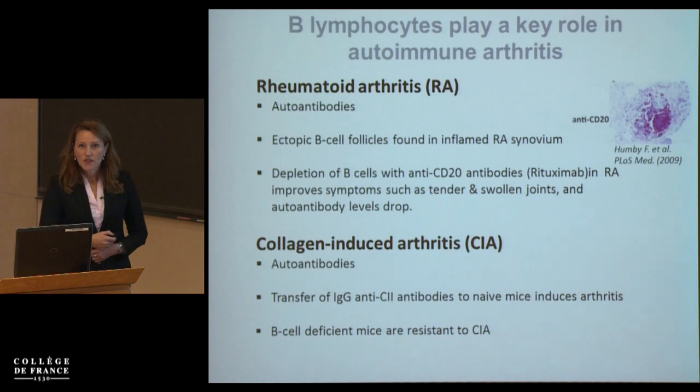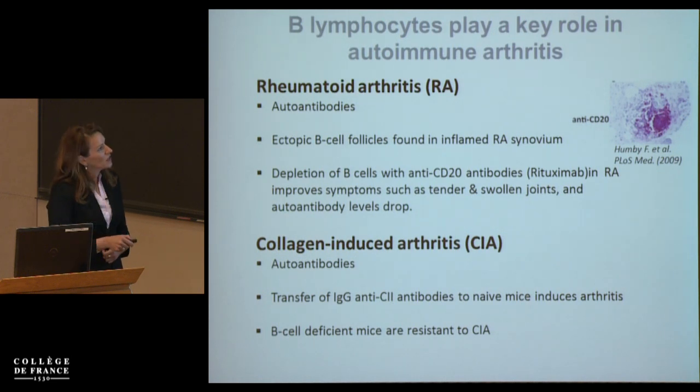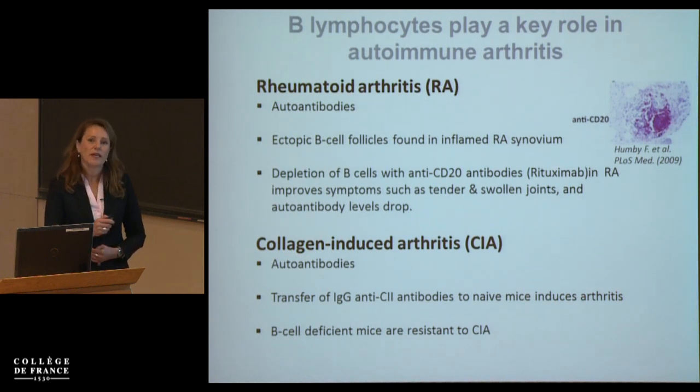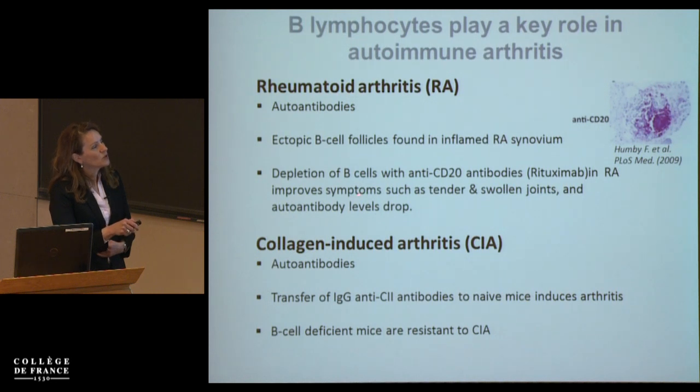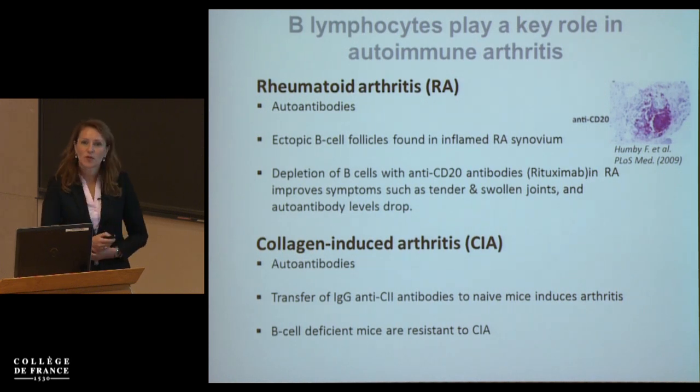The newest therapy in rheumatoid arthritis today uses rituximab, an antibody against CD20. CD20 is a marker for B cells, so with this antibody, you can deplete the B cells. This will improve the symptoms in our patients, such as the tender and swollen joints will go down, and the autoantibody levels will also drop in the patients.